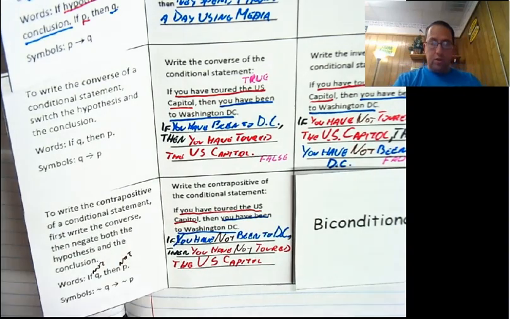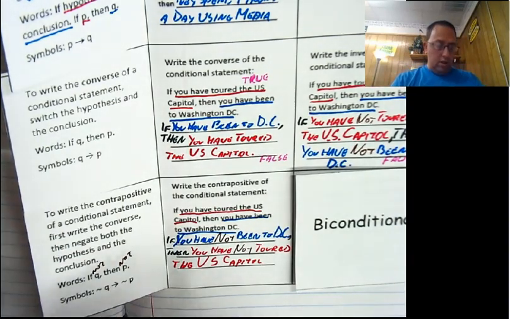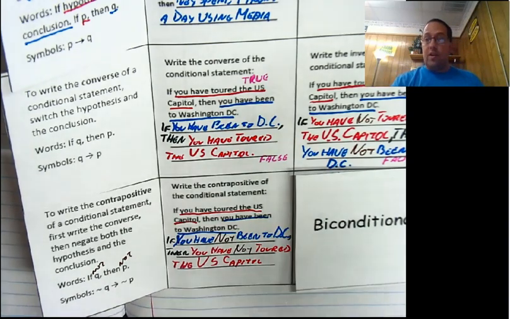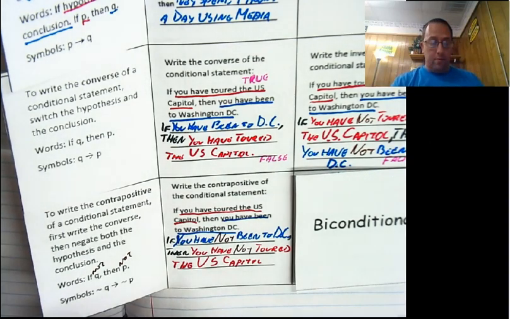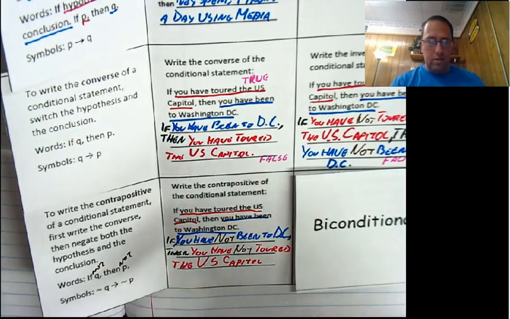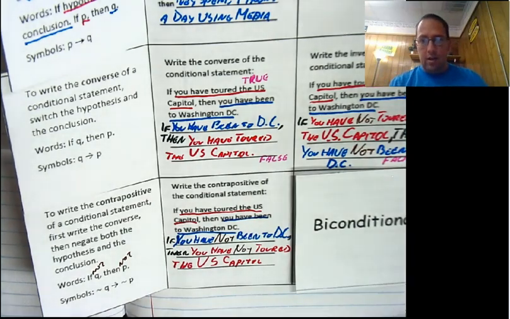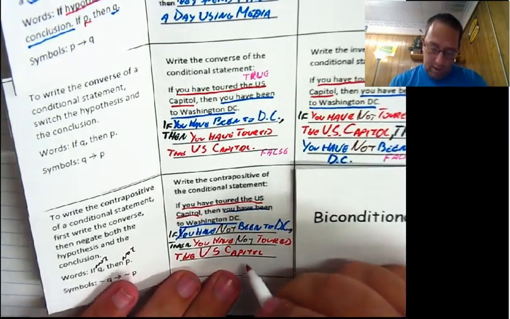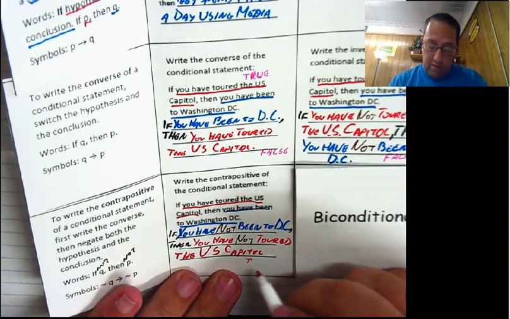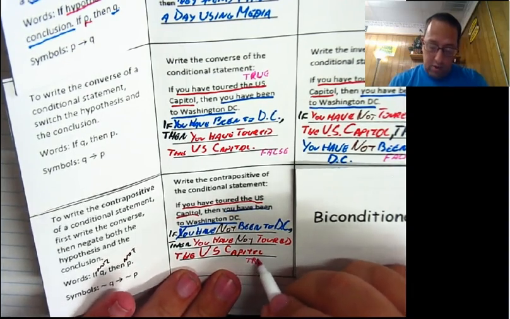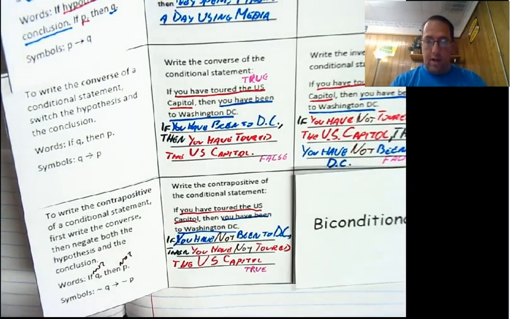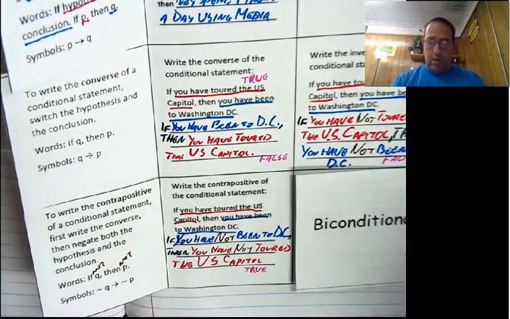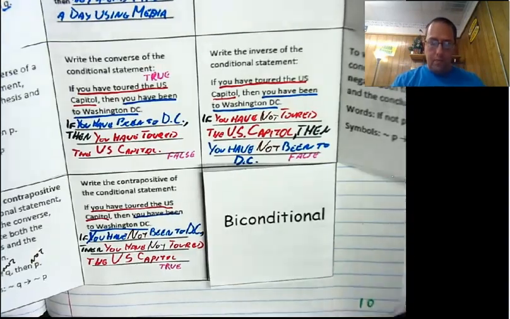All right, so is this statement true or false? Let's see, if you've never set foot in Washington, D.C., you've never been in the entire city, could you have possibly gotten inside the Capitol building? Well, no, because the Capitol building is inside Washington, D.C., right? So this is true. If you've never been to D.C., then there is no way you could possibly have toured the Capitol building.